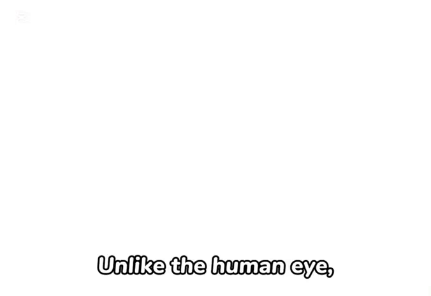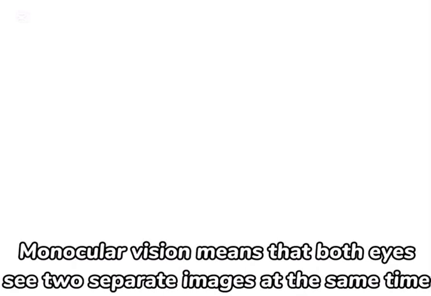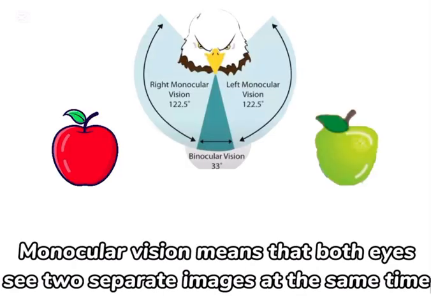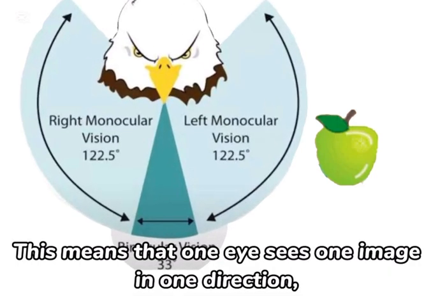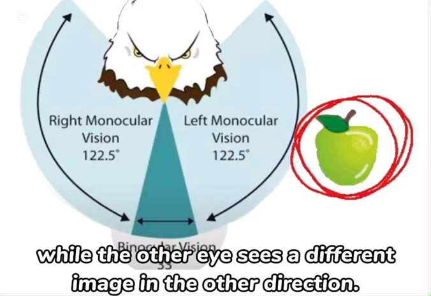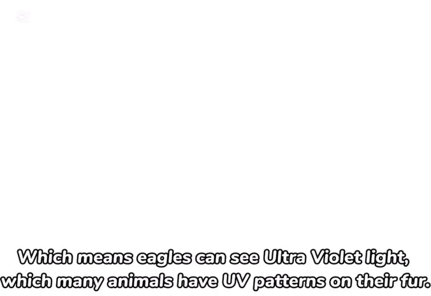Unlike the human eye, the eagle eye has 2 types of vision, binocular vision and monocular vision. Since we already covered binocular vision, we are going to talk about monocular vision. Monocular vision means that both eyes see 2 separate images at the same time. This means that one eye sees one image in one direction, while the other eye sees a different image in the other direction. Eagles can also see fluorescent sources, which means eagles can see ultraviolet light, which many animals have UV patterns on their fur.